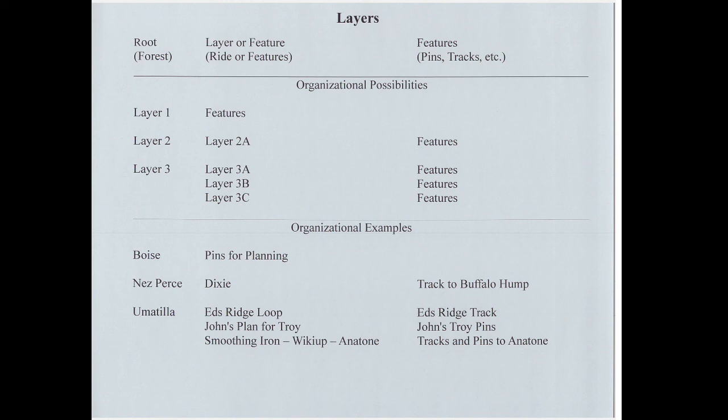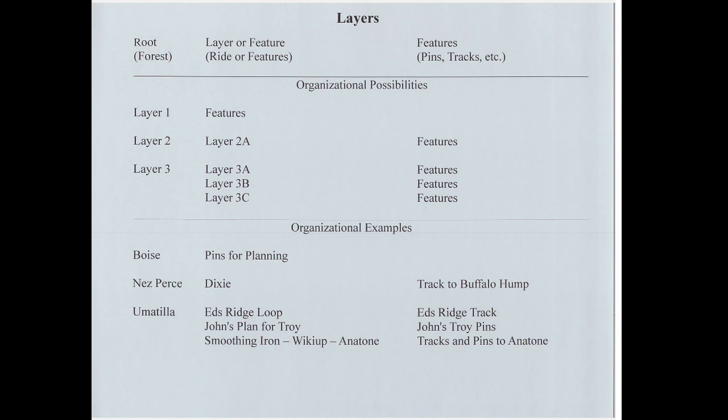The way I really like to do it is with the example of layer 3. And you can have all these examples on your tablet or your phone at one time if you want. But all of mine are patterned, I believe, after layer 3, or at least that was my intent. Layer 3, I've created a layer 3A, a layer 3B, and a layer 3C. And all of those layers, A, B, and C, have features.